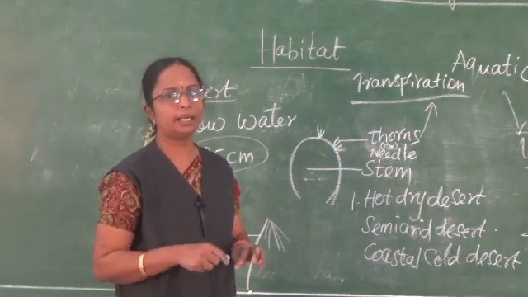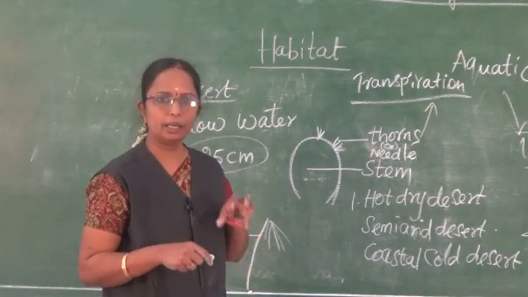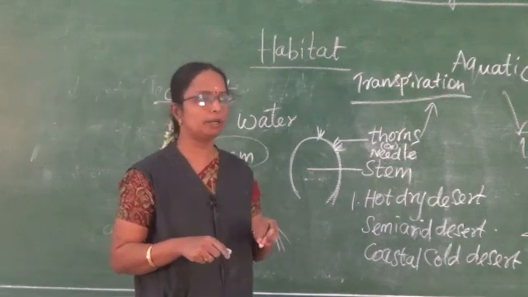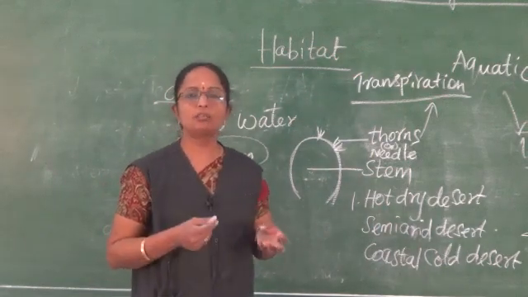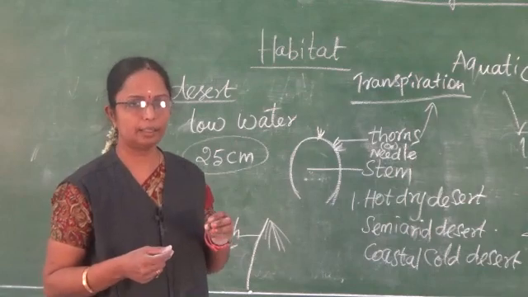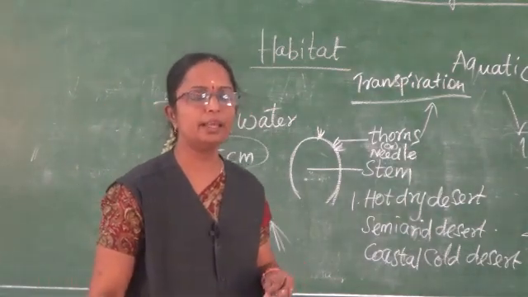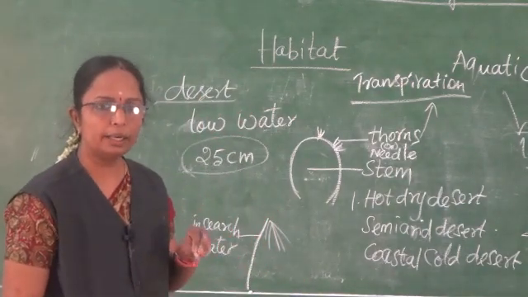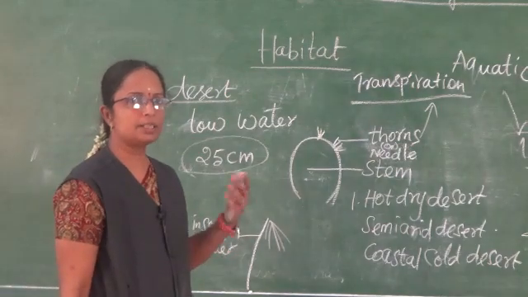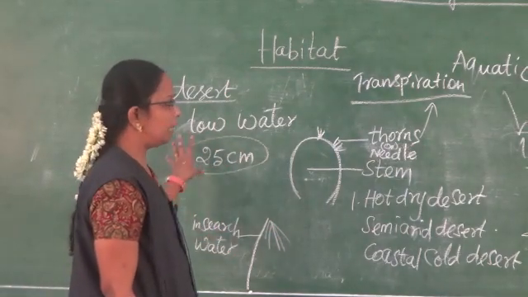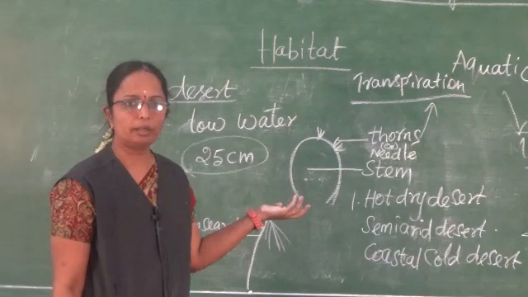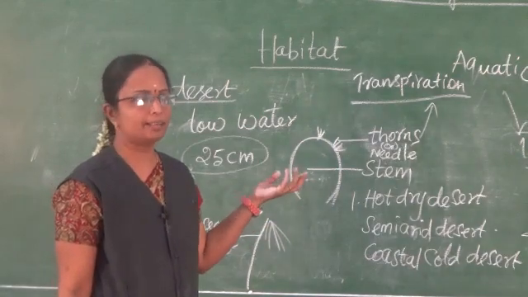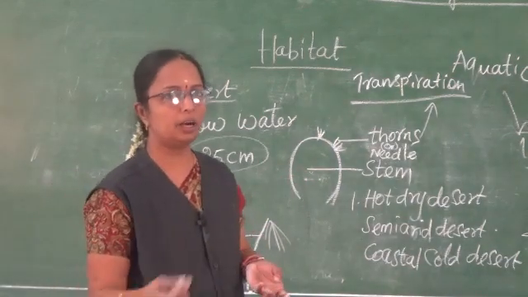Roots are poorly developed in order to avoid absorption. If the plant takes in more water, it will decay. So in order to avoid absorption and conduction, the roots are poorly developed. These are the modifications seen in the freshwater habitat. And then marine water also supports plants. An example for marine water is sea algae.